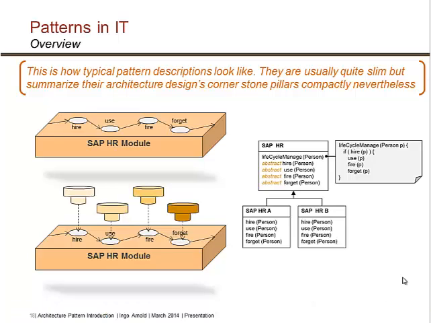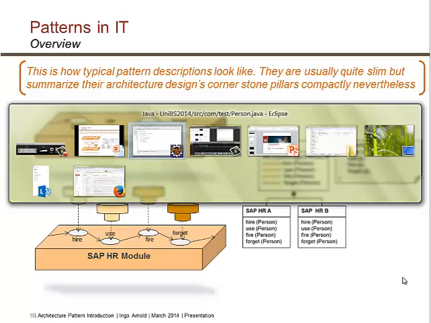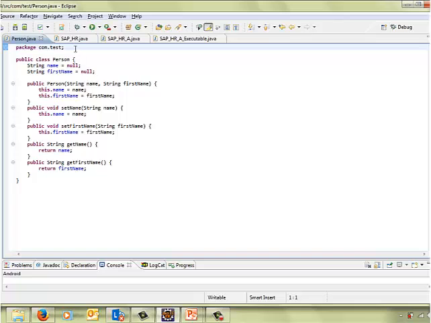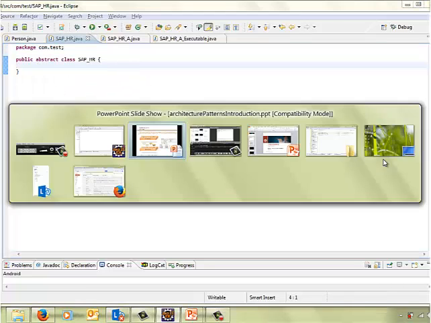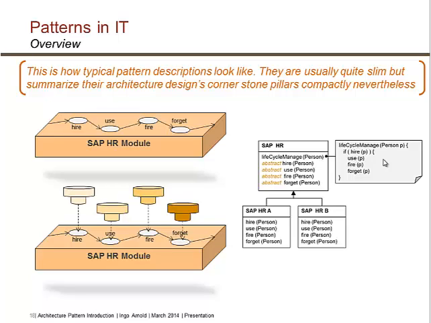The next class I want to implement is SAP HR, so the base class or the foundational class of the SAP framework, which corresponds to the SAP HR module. Again, I have created a respective skeleton class over here. Now let's have a look at the methods that we need there. There is a method which is called hire person, use person, fire person, and then forget person. And there is a fifth method which is called lifecycle manage person.